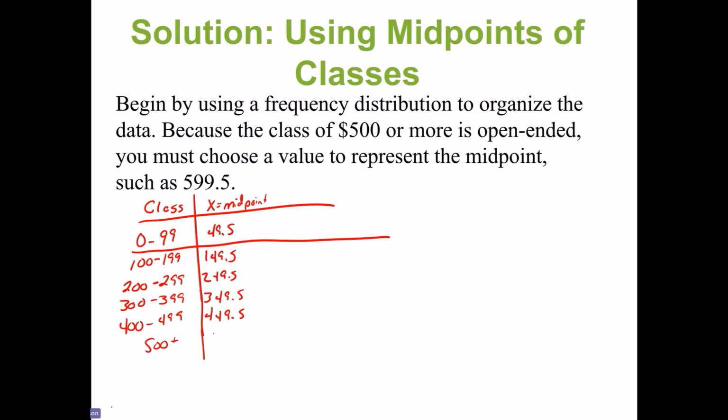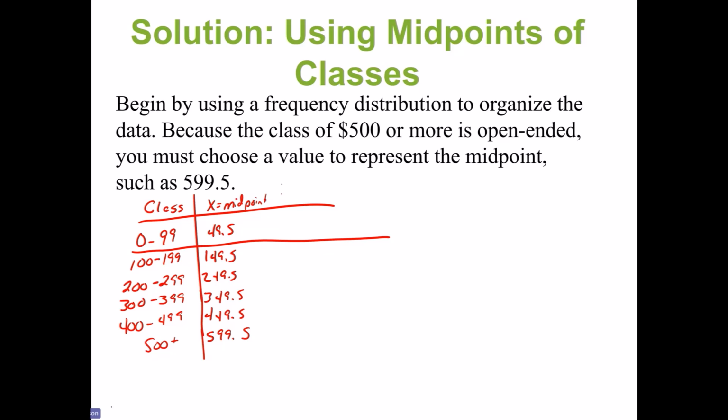And then here, we're going to use 599.5 just because we don't know where this class stops, so we're going to go a little bit higher than we normally would. I would not give you one like that on the test where you have to guess at what that last one should be. I would make it very clear. Most likely I would give you the frequency table already made with the midpoints on it, because that's not what I'm trying to test you on.